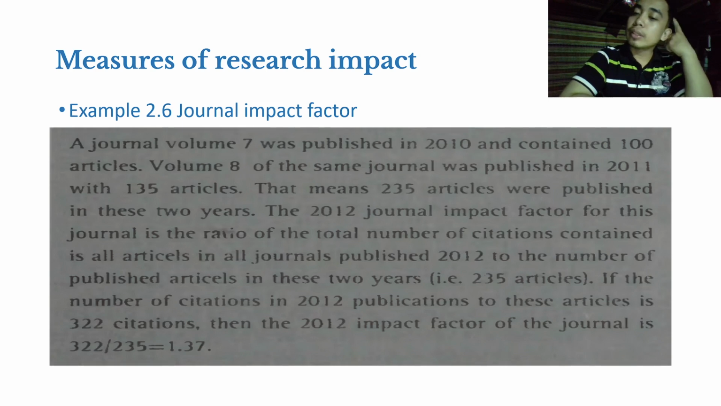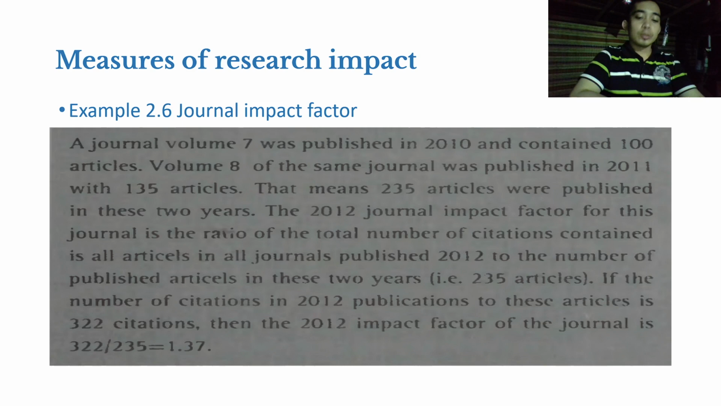Example, 235 articles. If the number of citations in 2012 publications to these articles is 322 citations, then the 2012 impact factor of the journal is 322 divided by 235 equals 1.37. So that covers the measures of research impact, and I'm going to end here.